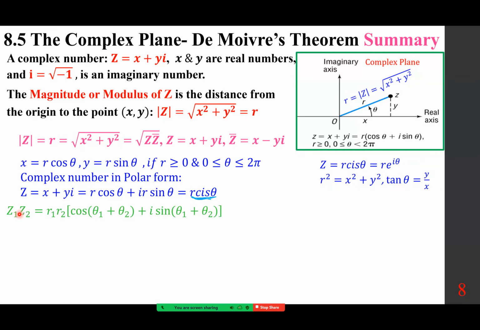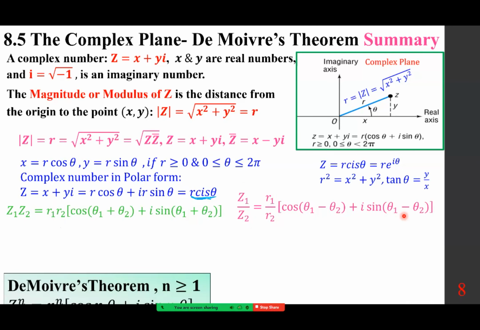The product of z1 and z2: you multiply r1 and r2, and then you add up their angles, cosine of theta 1 plus theta 2, plus i sine of theta 1 plus theta 2. In the case of a division, you divide r1 and r2, and then cosine of theta 1 minus theta 2, plus i sine of theta 1 minus theta 2.